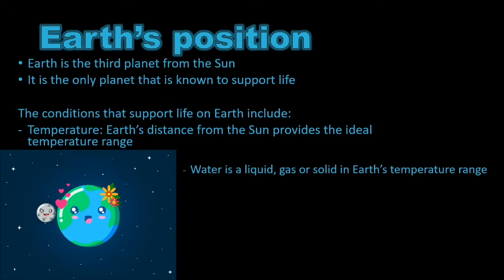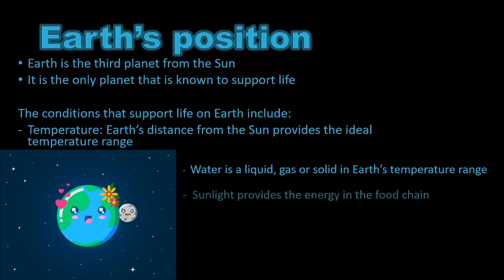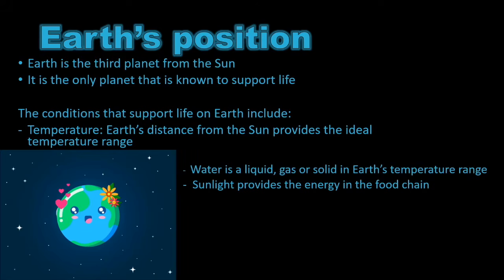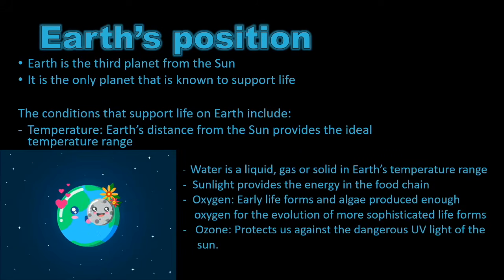Then we have water in the form of liquid, gas, and solids, even with the ranging temperatures of Earth. Then we have sunlight, which provides energy for our food chains. And then we have oxygen, which is needed by all living organisms, and also the ozone layer that protects us against UV light coming from the sun.